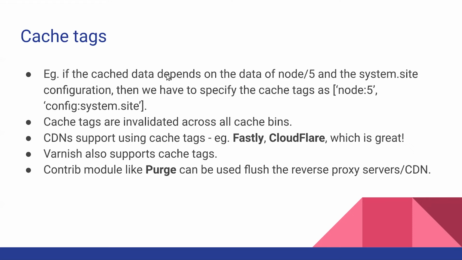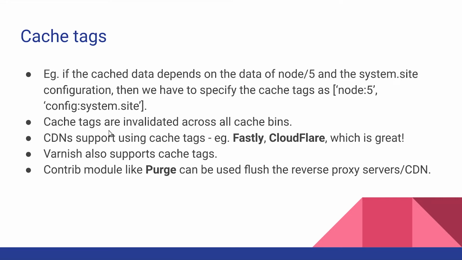So for example, if the cache data depends on the data of node 5 and the system.site configuration, we have to specify cache tags in the following way. In the render array of the controller or in the block or something, we have to provide these cache tags. There are dynamic methods for fetching the cache tags, which we'll discuss later in the demo.